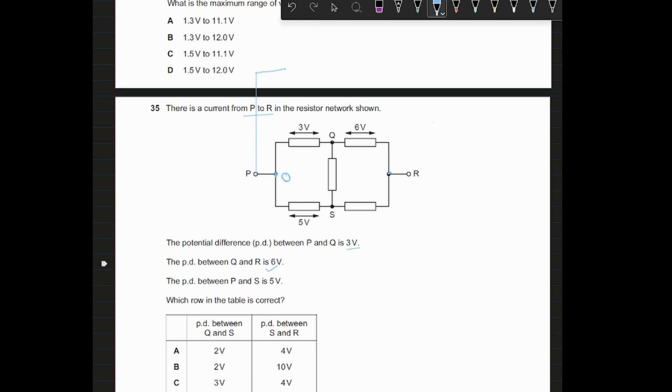So let's draw the diagram first. Because we have no source supplying the energy here, let's draw it on our own. We'll draw this. Then the current will flow from P to R, right? So let's make a symbol to show the current is flowing from P to R.